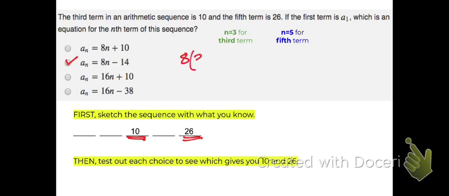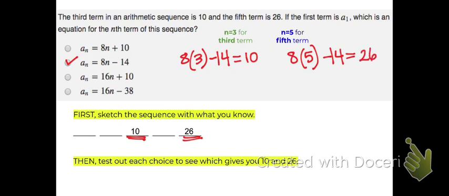8 times 3 for the third term minus 14. If you put that in your calculator, you'll get 10. And then for the fifth term, 8 times 5 minus 14. If you put that in your calculator, you'll get 26.